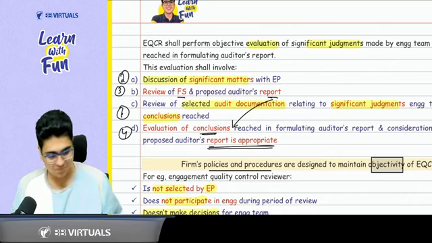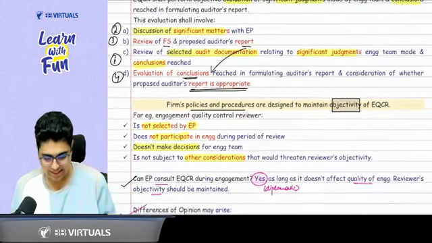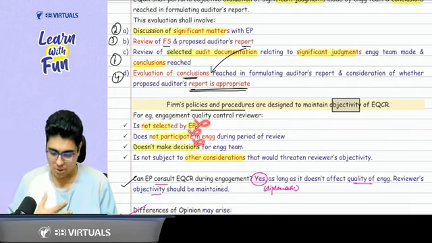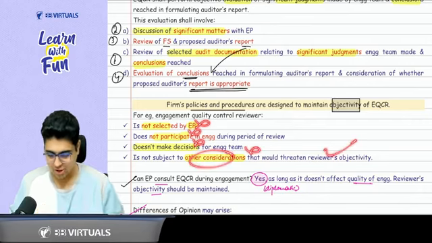Everything is crystal clear. Last point says how to maintain the objectivity. Should not be selected by engagement partner. No participation, no decision, no other consideration which can impact the objectivity.